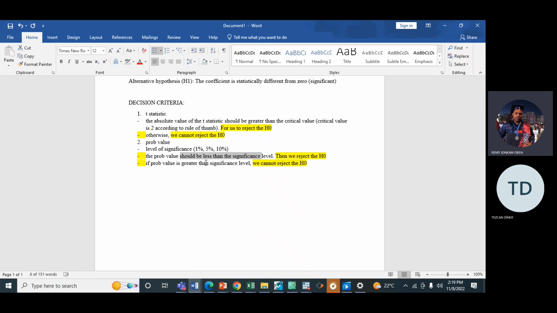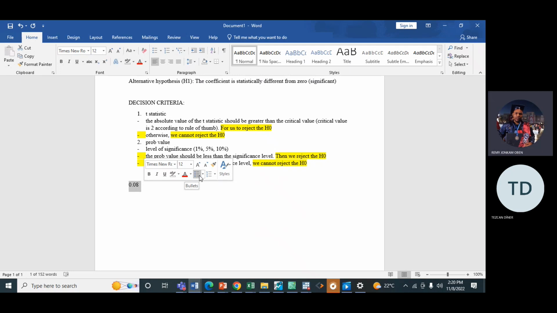Yeah, you can use all three, but most of the times we use 5% because it is the generally used significance level. But for instance, you can have a probability value like 0.08. You discover that 0.08 is greater than 5%, but it is less than 10%. So if you are using 5%, it means you cannot reject.